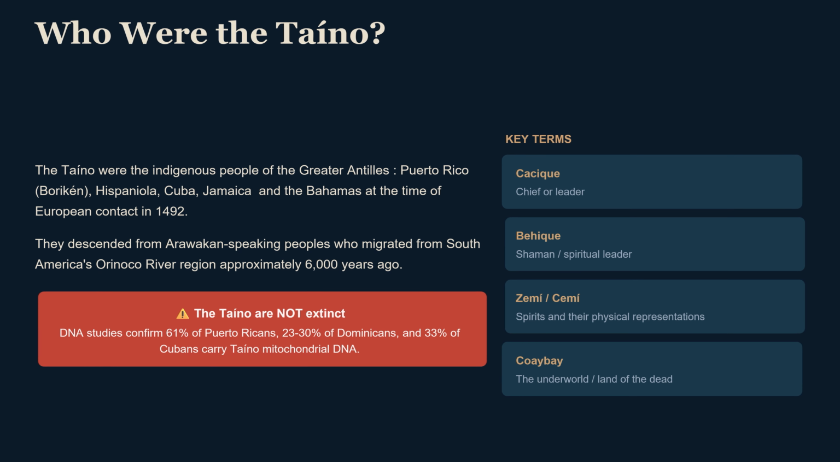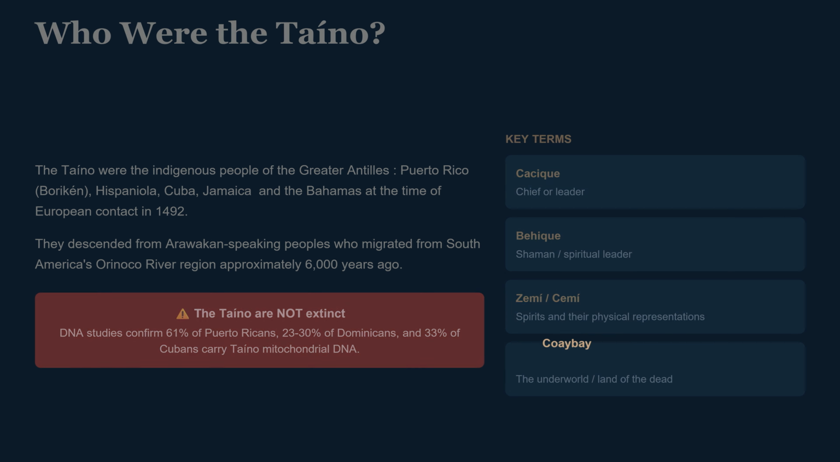Who were the Taino? The Taino were the indigenous people of Puerto Rico, Cuba, Hispaniola, Jamaica, and Bahamas when Columbus arrived in 1492. And here's something critical, they are not extinct. DNA studies show that 61% of Puerto Ricans carry Taino ancestry. Their culture and their descendants are still here today.